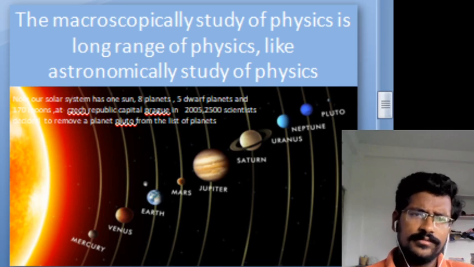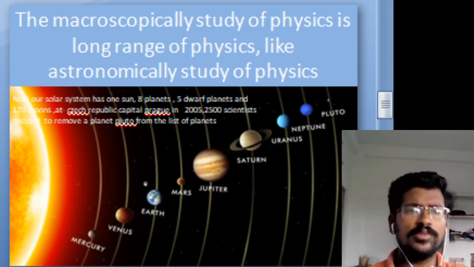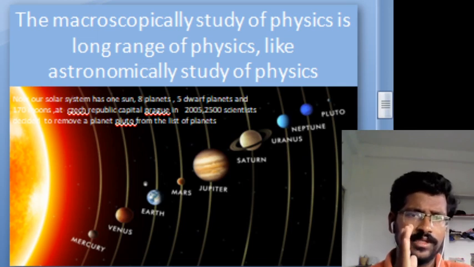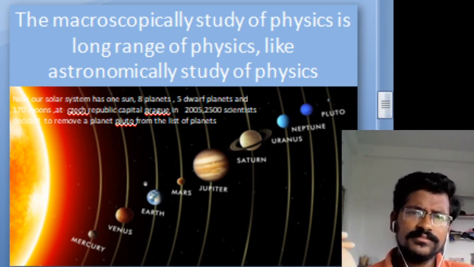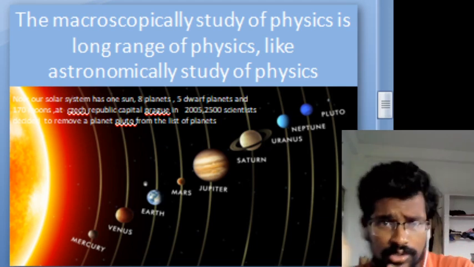Before 2005, we had 9 planets. But after 2005, 2,500 scientists gathered together at the capital of the Czech Republic. They removed a planet from the list of the solar system because we have 8 planets only. Why? Because they removed a planet from the list of the solar system.